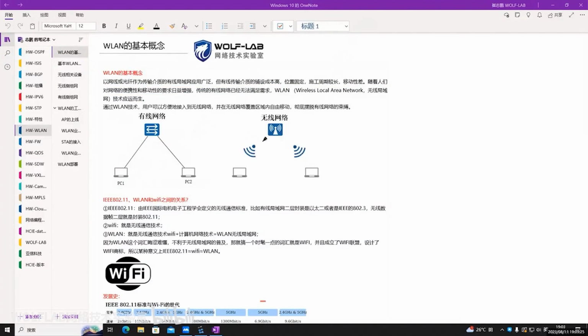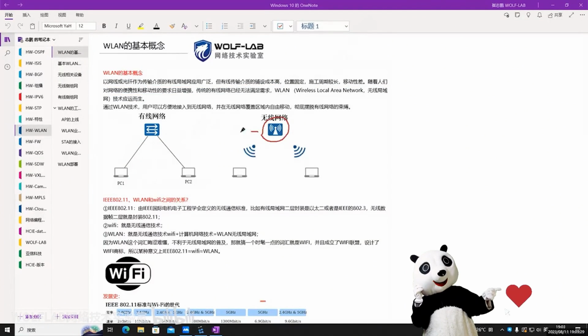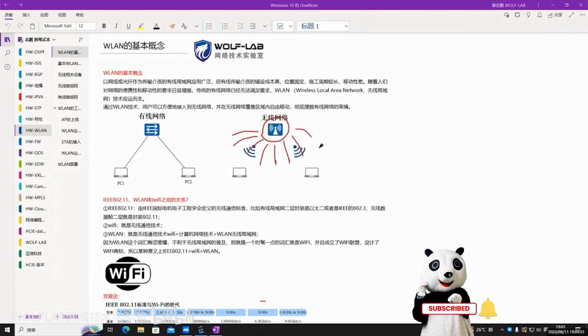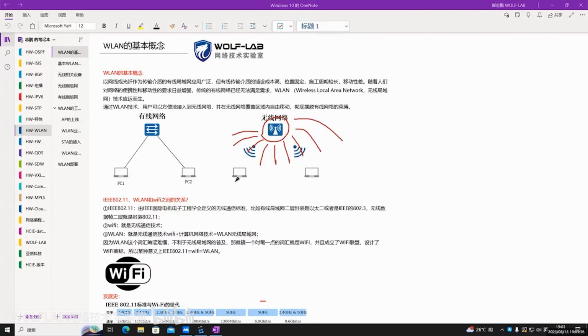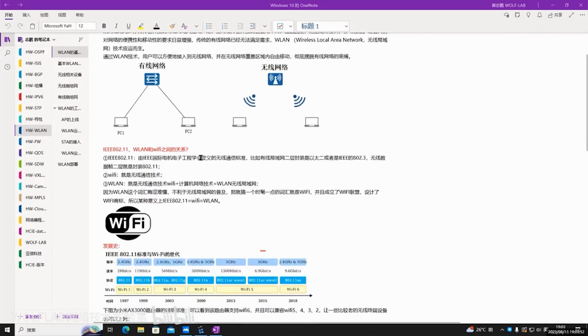WLAN technology works by, for example, our home routers emitting what's called electromagnetic waves. This allows our PCs, our smartphones as well, or our tablets to move freely within the range of wireless coverage. This completely frees us from the constraints of wired networks. This is the background from which WLAN technology emerged.